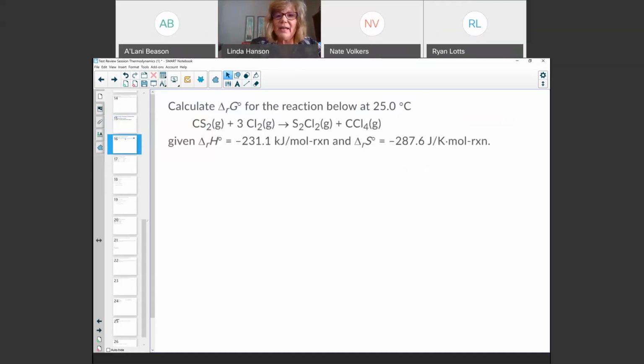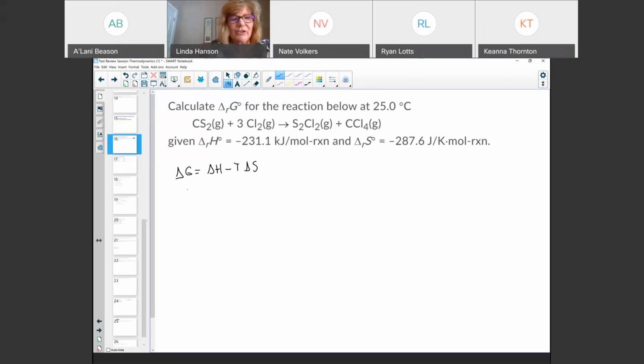The first one is really just the bread and butter equation of this entire chapter. We're asked to calculate delta G, Gibbs free energy, in our thermodynamic chapter many times, many different ways. The most often used equation we know is delta G is equal to delta H minus T delta S. And we know G stands for Gibbs free energy, determining if a reaction is spontaneous in the forward direction.